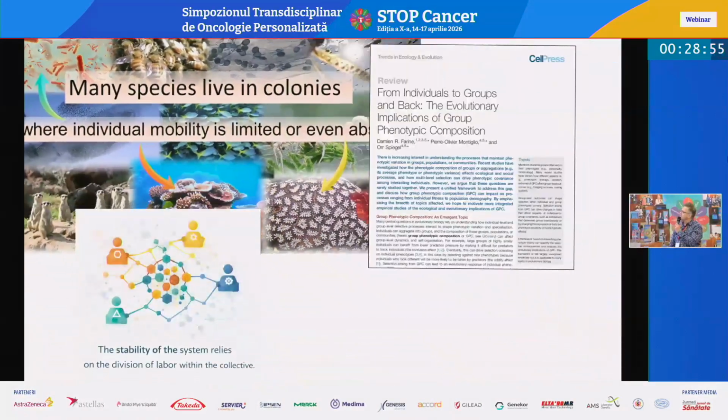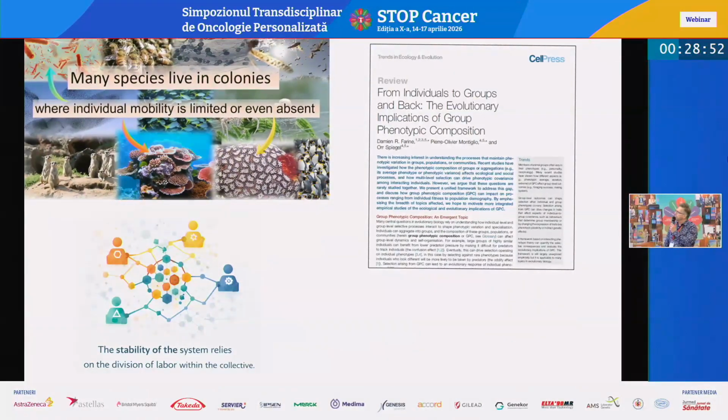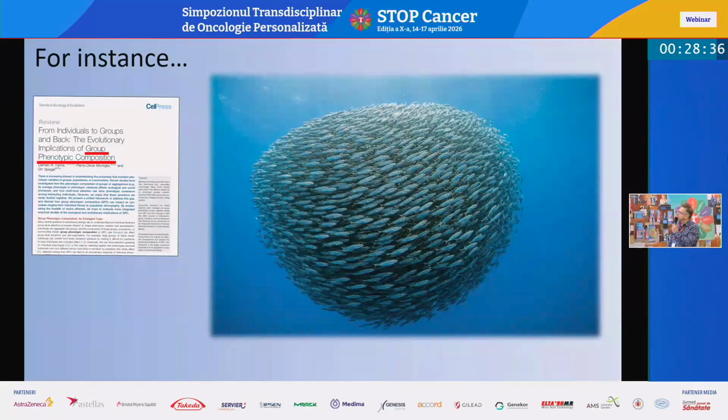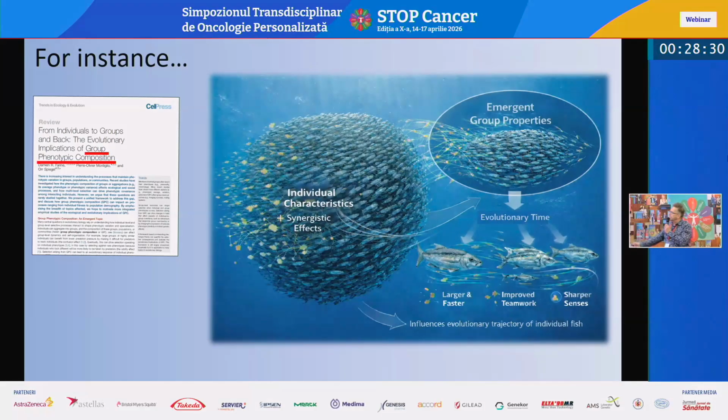And to help us understand these interactions, evolutionary biologists have introduced the concept of group phenotypic composition, or GPC, that refers to the distribution and combination of individual phenotypes within a group and how this configuration influences the collective behavior and the performance. For instance, it is known that the global properties of this shoal of fish are due to the addition of the individual characteristics of each fish together with synergetic effect, to be short. And it is also demonstrated that on the long term, the global property of this shoal of fish will influence the evolutionary trajectory of every member belonging to that group.